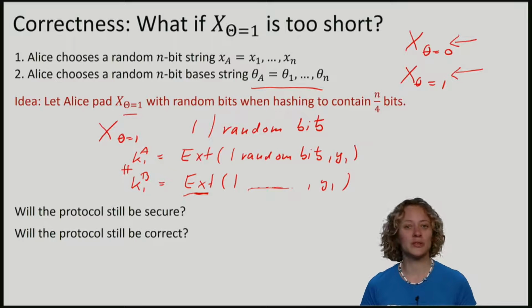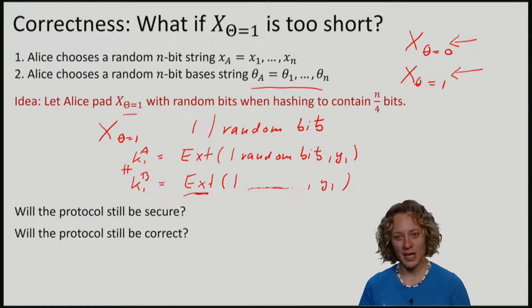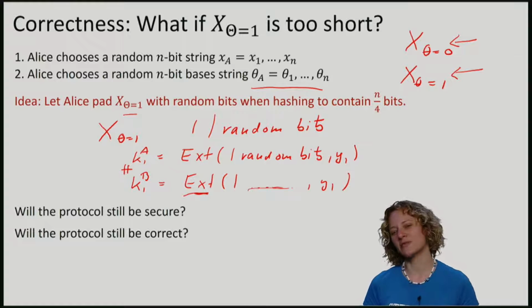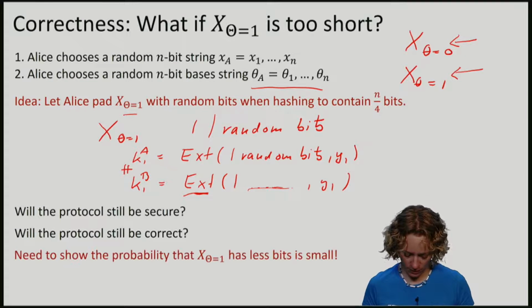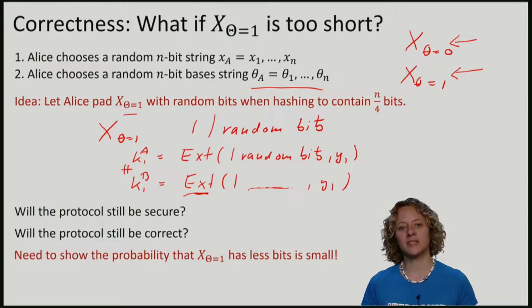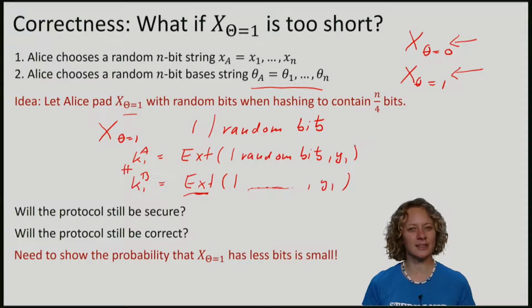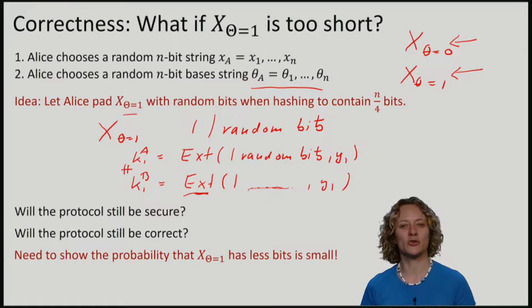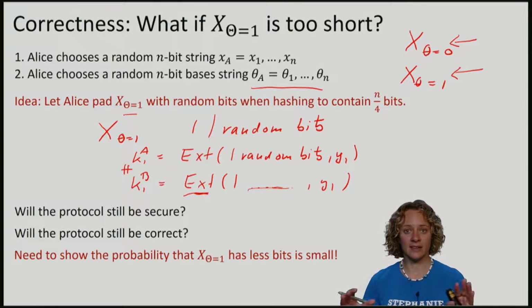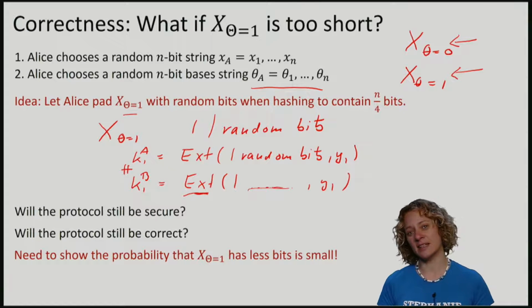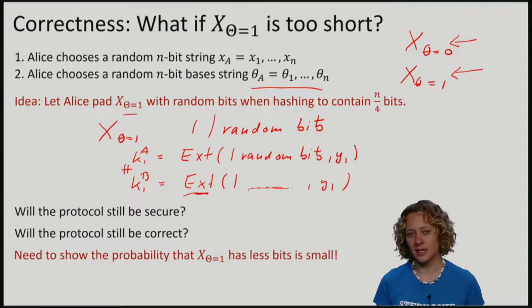Our goal will thus be to show that the protocol is epsilon correct for some fixed parameter epsilon that we choose. In particular, in order to achieve this, we need to show that the probability that the string is actually too short, in this example, meaning it has less than n over 4 bits, is very small, in particular, smaller than epsilon. So how can we do that?